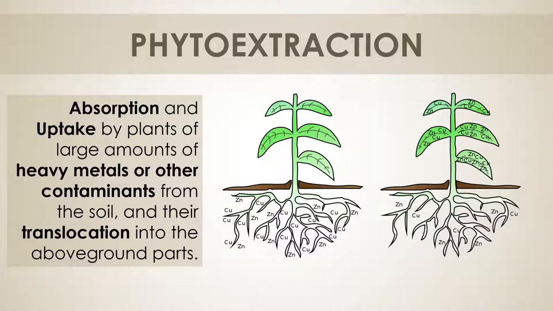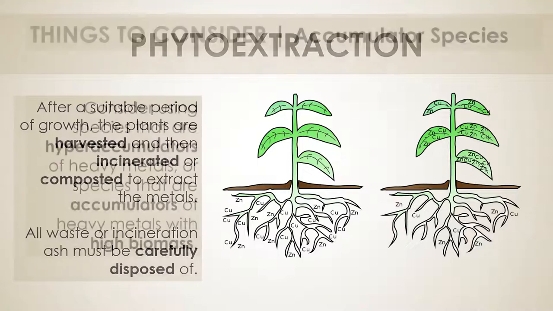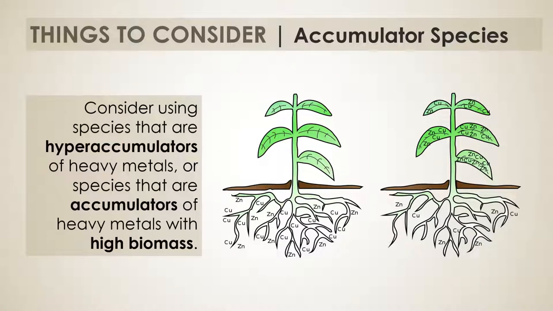So how can we get them out of the soil? We can extract them using plant species called hyperaccumulators. These are plant species that are known to take up large amounts of certain heavy metals. So you want to select hyperaccumulator species if you're trying to remediate heavy metal contaminated soil. There are other species that are just accumulators. They still accumulate heavy metals, but maybe not at the levels that hyperaccumulators do. And we can still use these if they produce high biomass. They can still be just as useful.